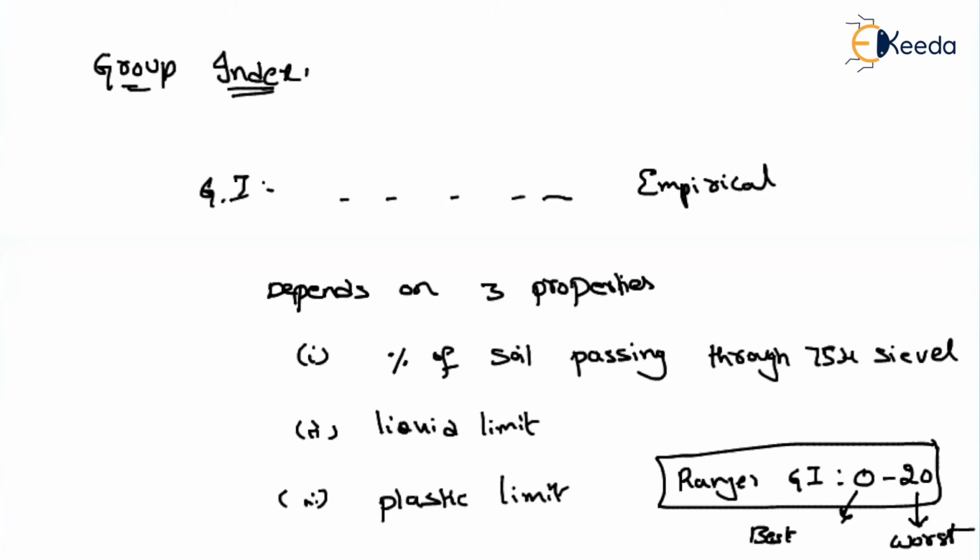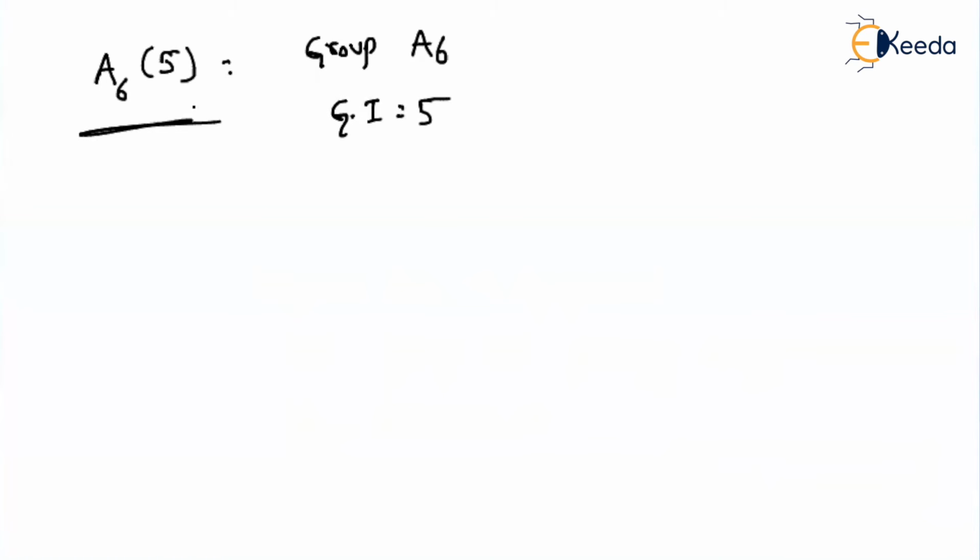Suppose I tell you A6 of 5, then we will call it a soil group of A6, and the group index value is equal to 5. So this is the general way of representing a soil type using the Highway Research Board formula. Okay, next.